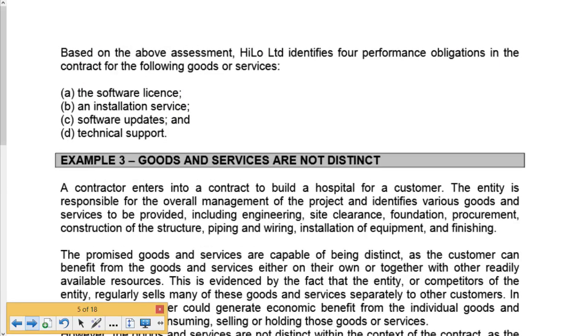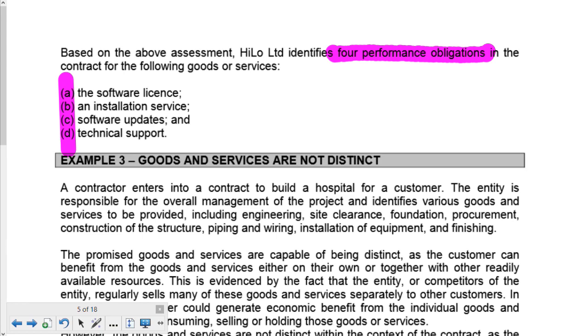they go into a whole lot of discussion, and so they then identify 4 performance obligations in the contract, and these are the 4: a software license, an installation service, a software update, and technical support.